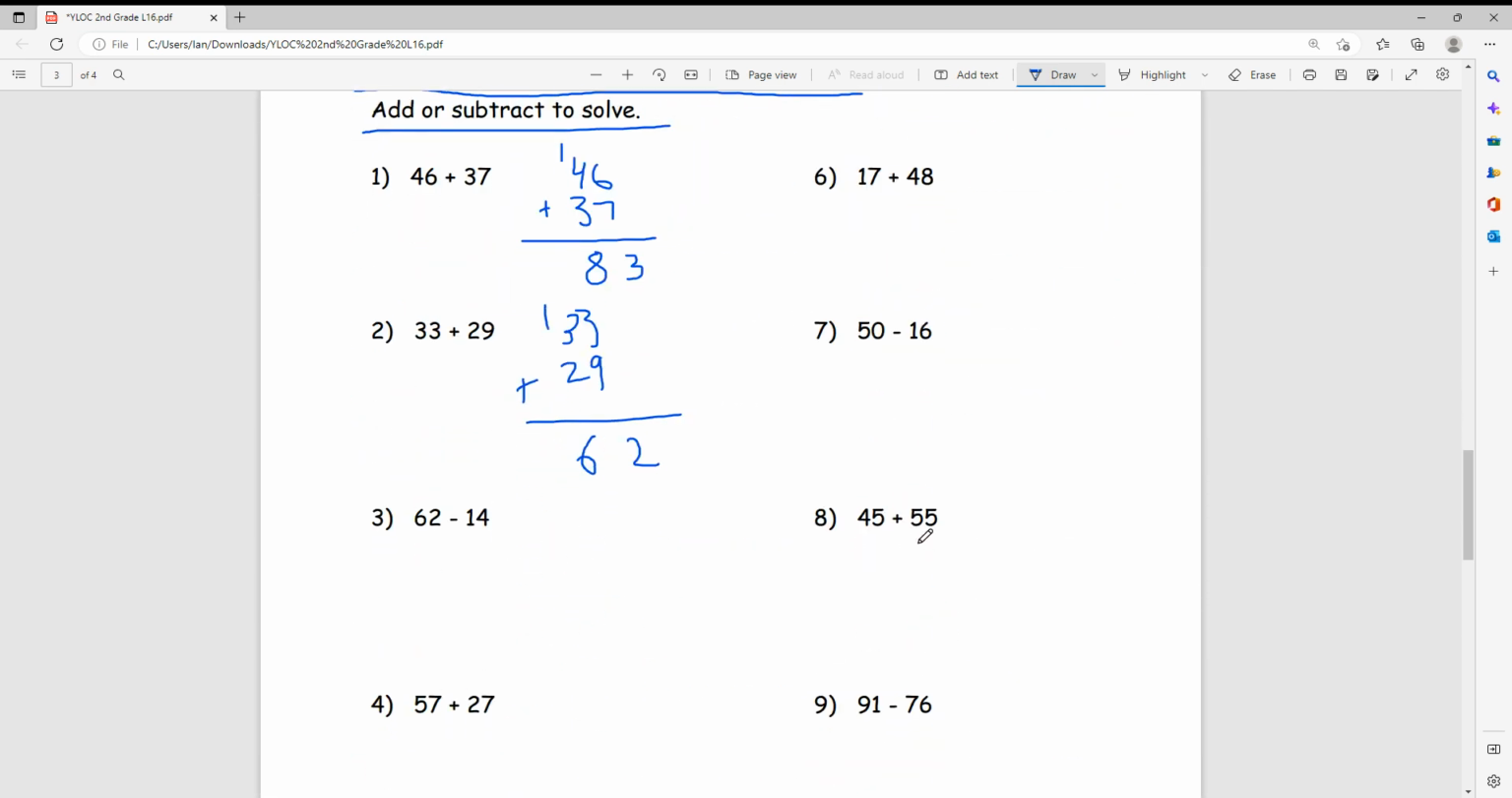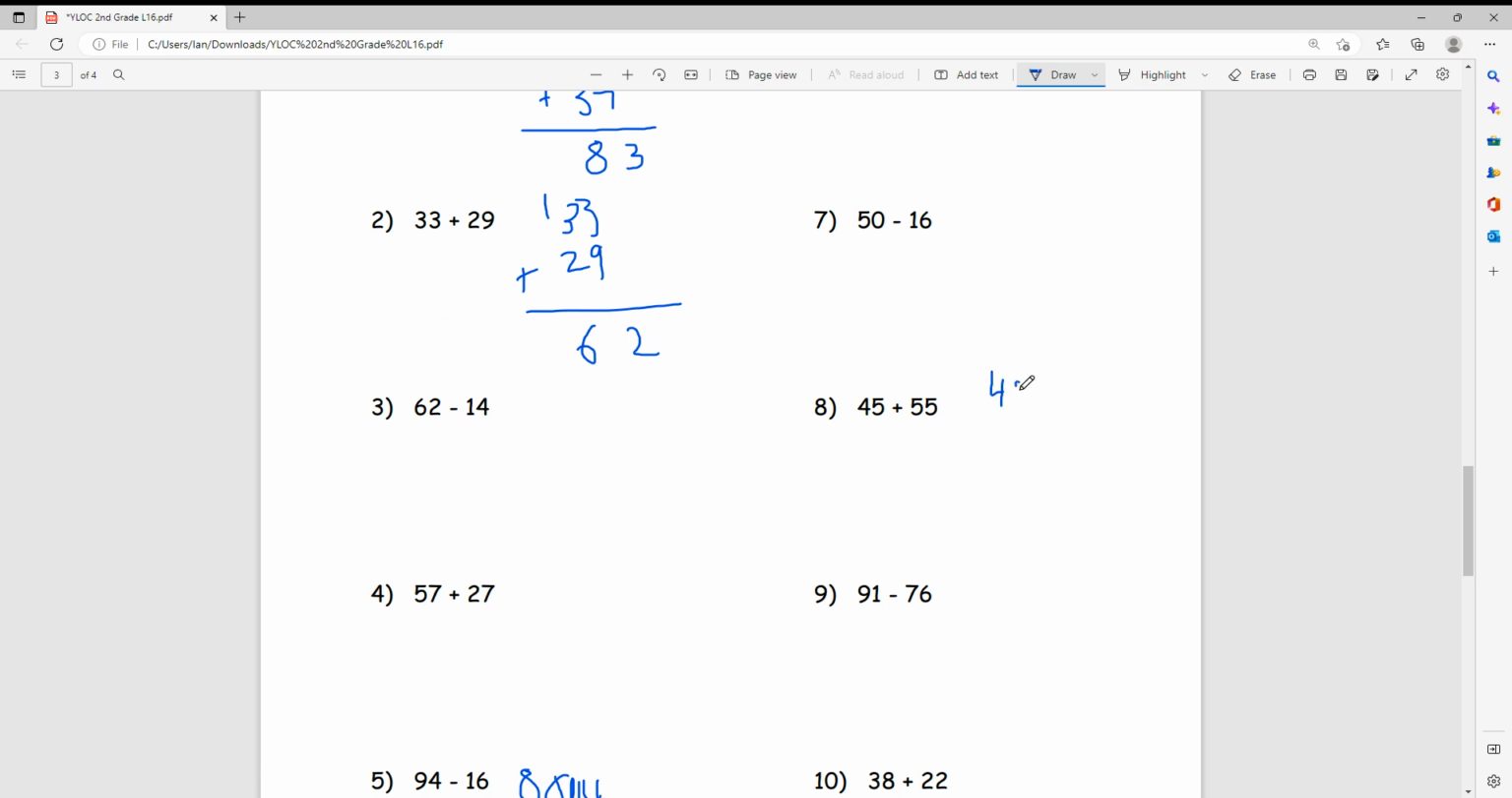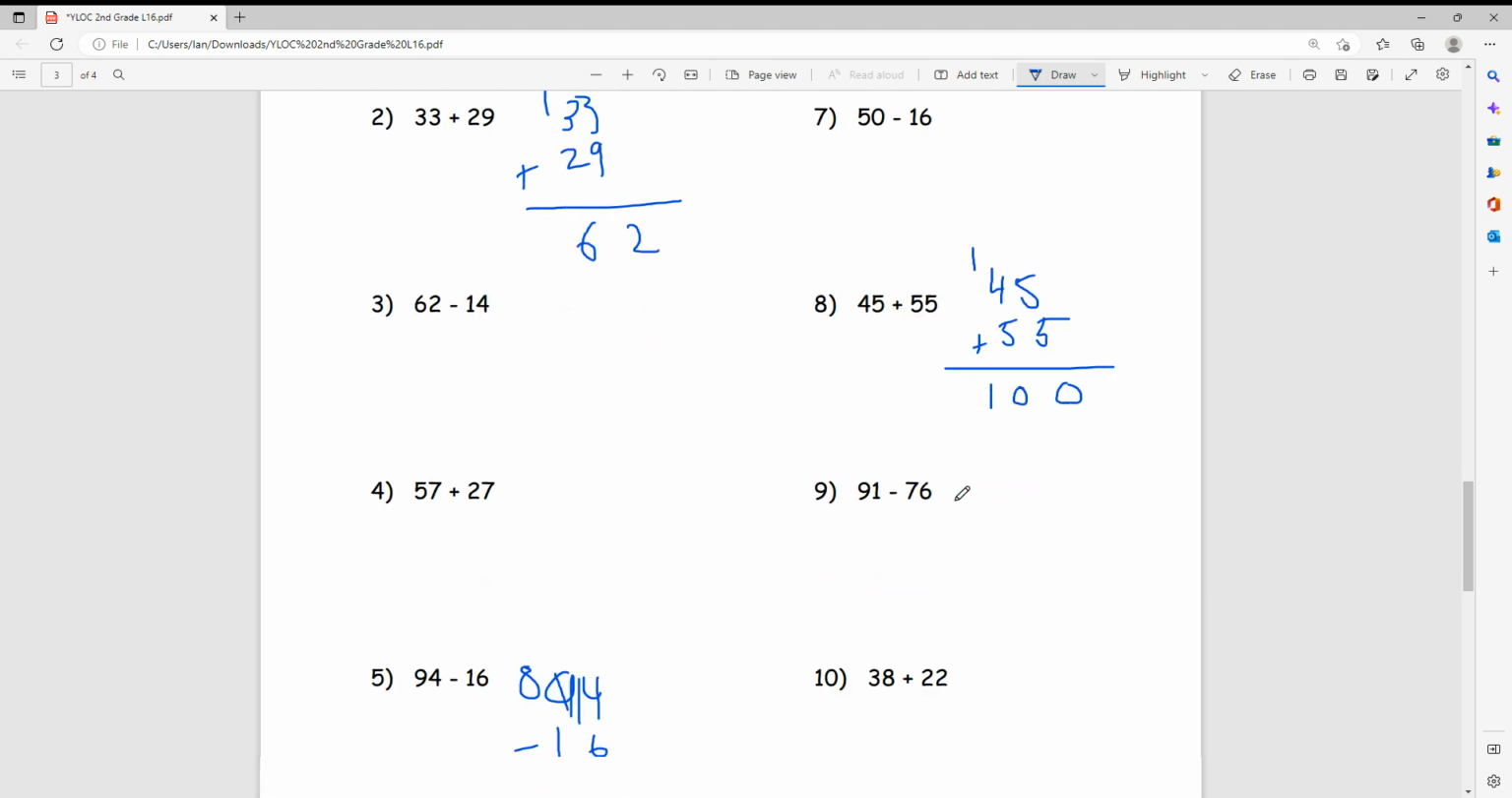Let's go up to here, number 8. 45 plus 55, right? So 5 plus 5 equals 10. So we write 0 and our 1 to our 10 spot. 5 plus 4 equals 9, plus the 1 up here. So 9 plus 1 equals 10. So it would be 100.